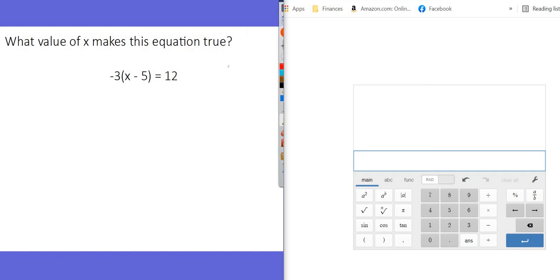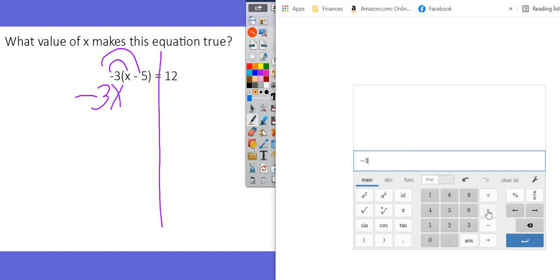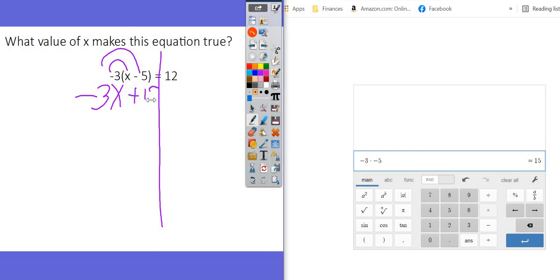Again, we're going to draw our line. There are parentheses here, so that means we have to distribute. We're going to start by taking negative 3 times 1x, which gives us negative 3x. Remember, if there's an x by itself, there's a 1 in front of it. All right? Then we have to come over here, and I'm going to use Desmos. You're going to multiply negative 3 times negative 5. You have to include the signs, and that gives you a positive 15 equals 12.